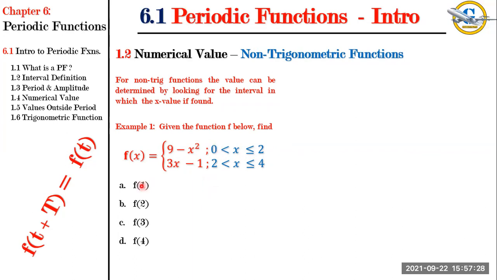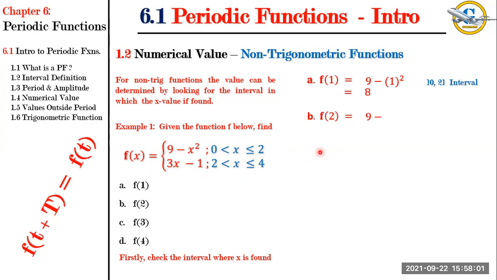So we see that the value x equals 1 is found in this first interval. So f of 1 will be equal to 9 minus 1 squared, because it's in this first interval, and that gives us a value of 8. Then f of 2, if you look very well, 2 occurs twice. It will be preferable to use the first one because 2 is included in the boundary. So f of 2 will be equal to 9 minus 2 squared, that's 5.